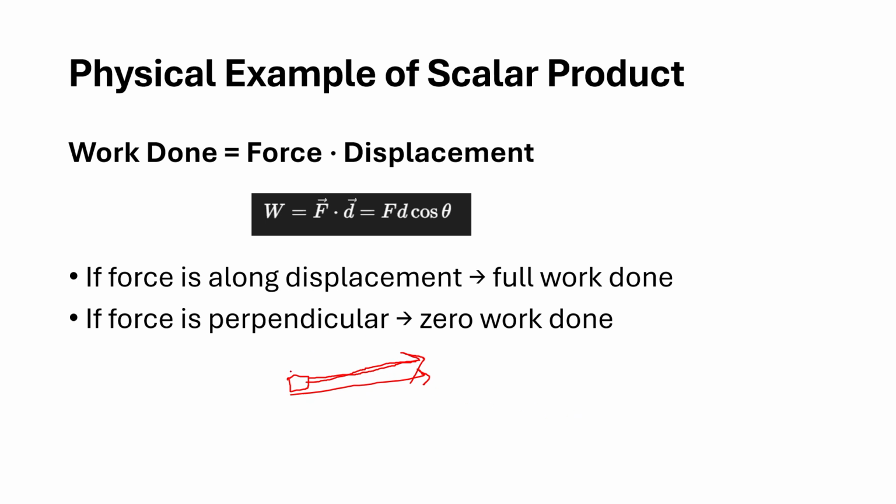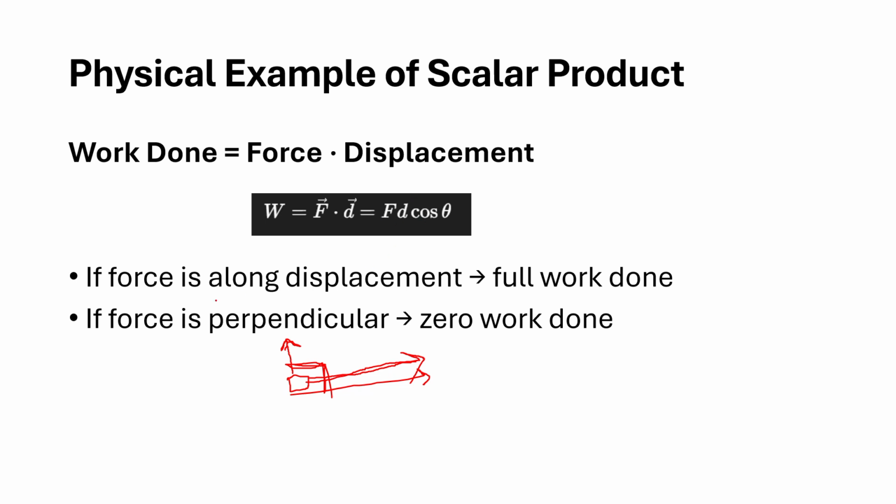But when we apply a force in this direction, perpendicular to the displacement, our body will move in this direction, not in that one, so we will have 0 work done in this displacement. Because cos 90, meaning the angle between them is 90, a right angle, gives us 0, and the whole work done goes to 0.